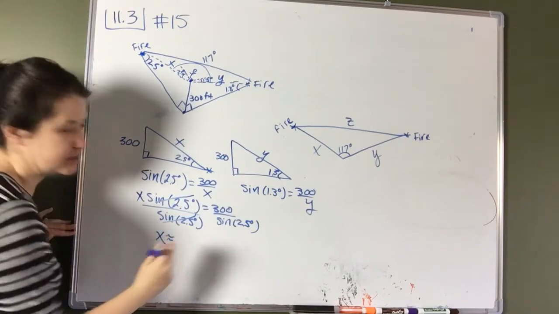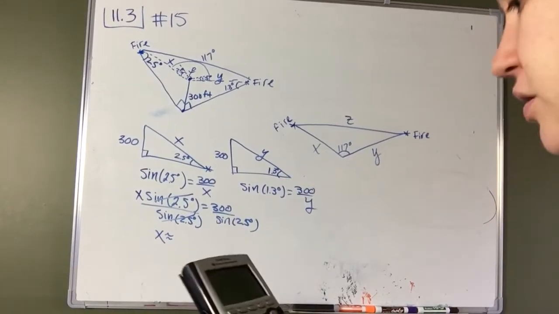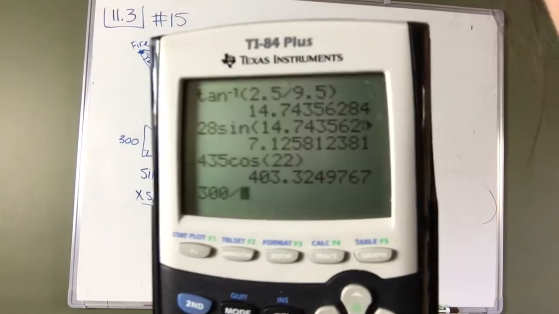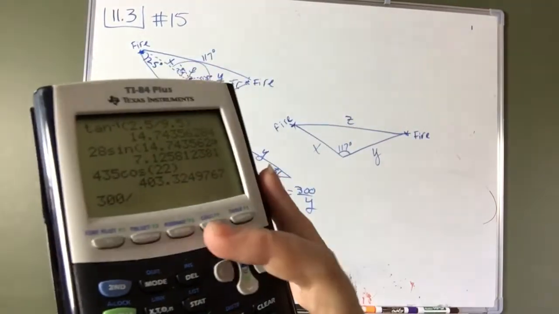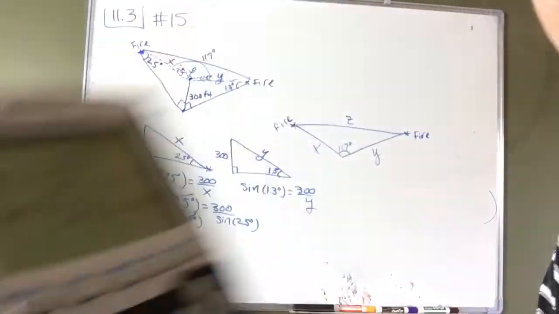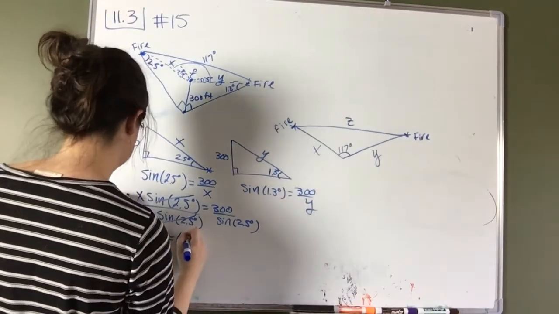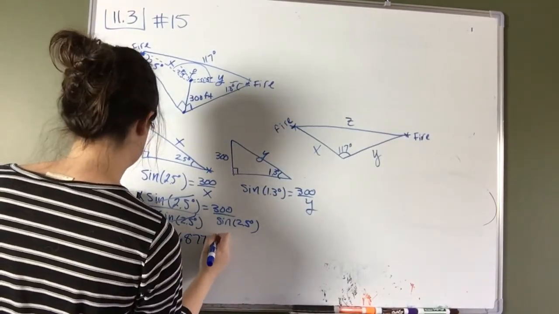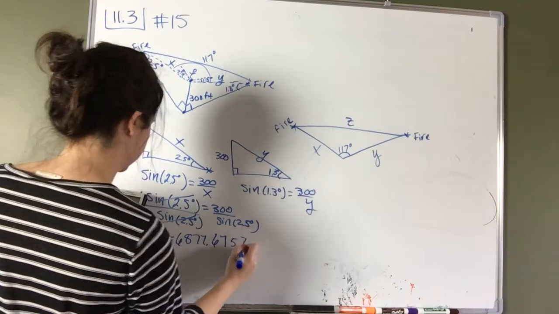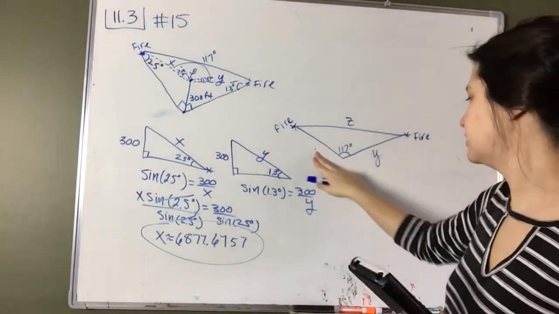So x is approximately, let me type that in the calculator. So 300 divided by sine of 2.5 is 6,877. Okay, so that's x, which means we know this length right here.